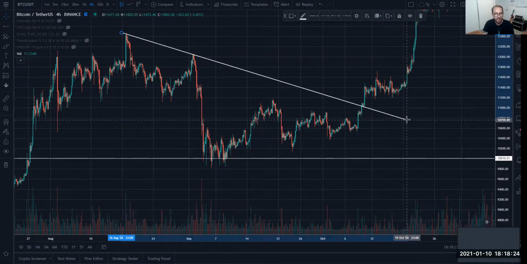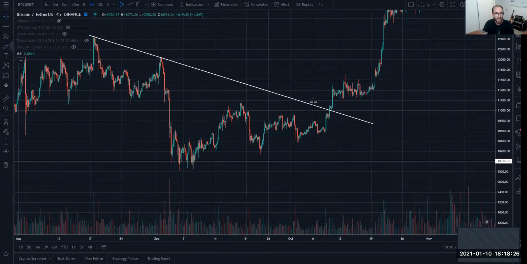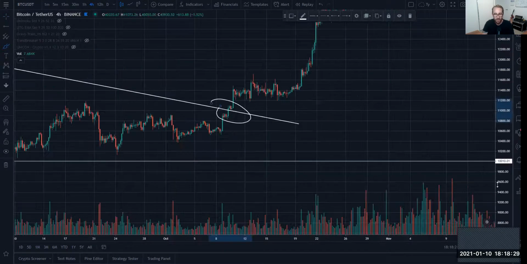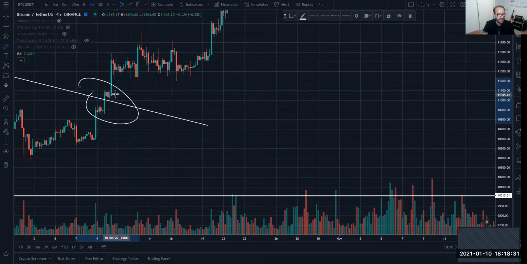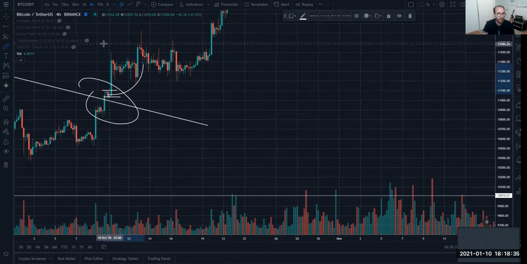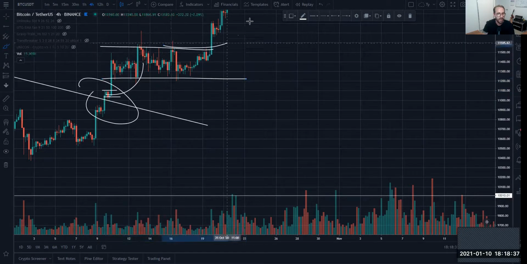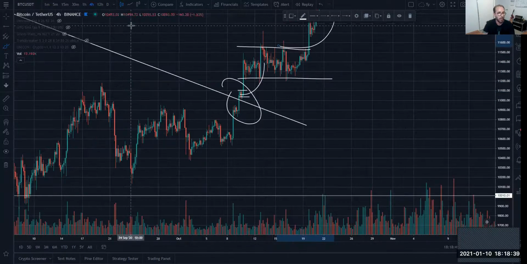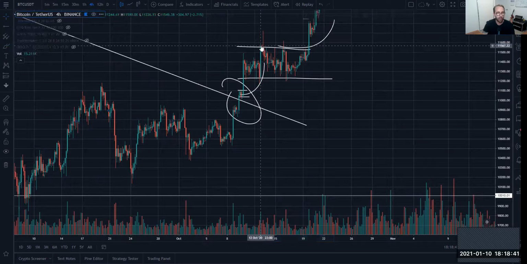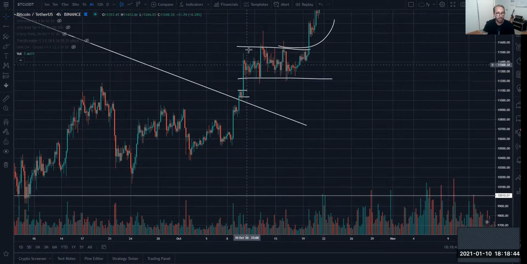Let's use that as an example. So we've got a breakout from this region. We've now come back and retested this diagonal, had a very small consolidation, and then we've continued our uptrend. We've had a little bit of a range here, and then broken out of that range and continued up. So for that, that's a pretty cool thing. If you can catch that break, that's great.